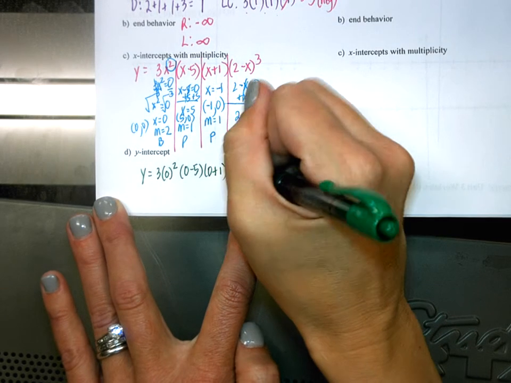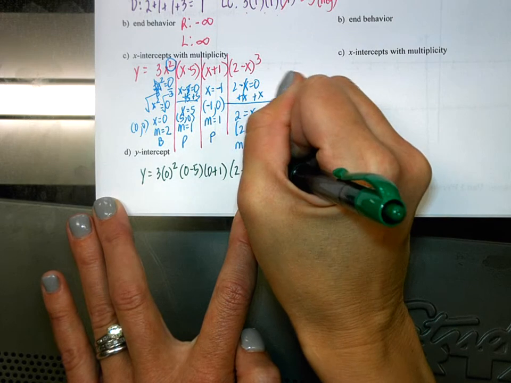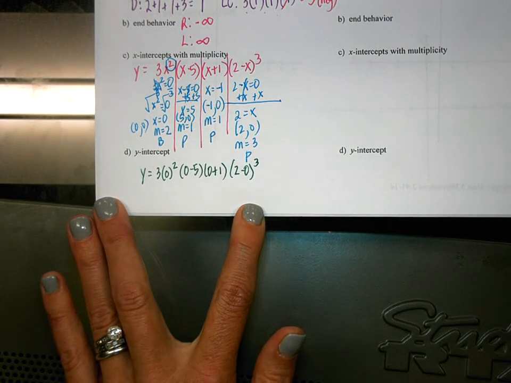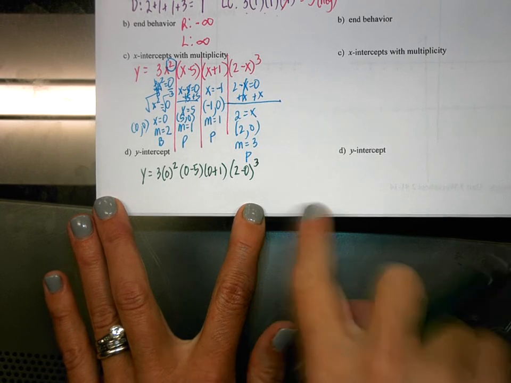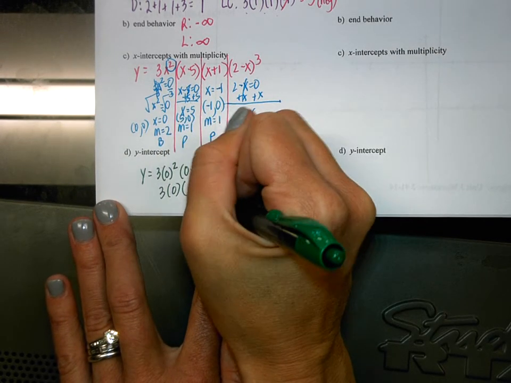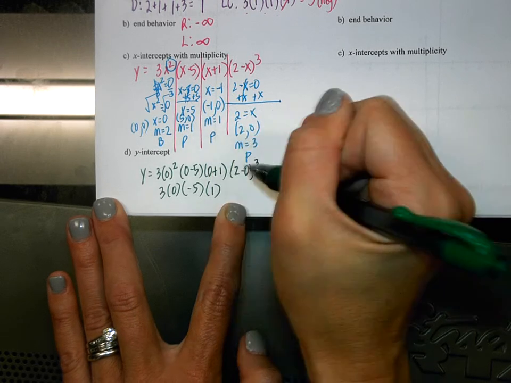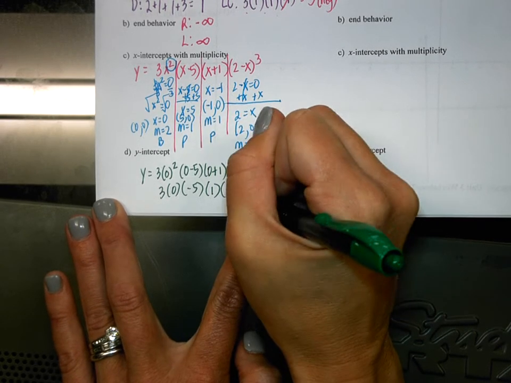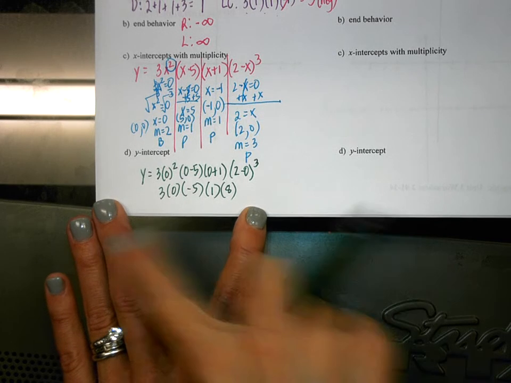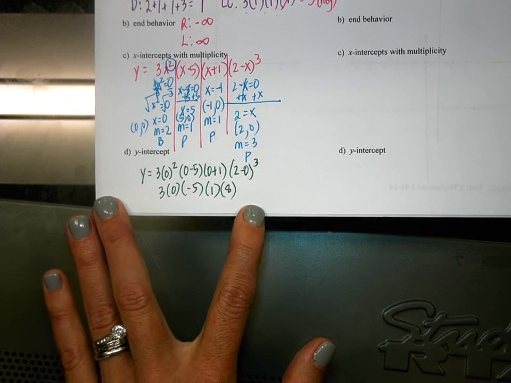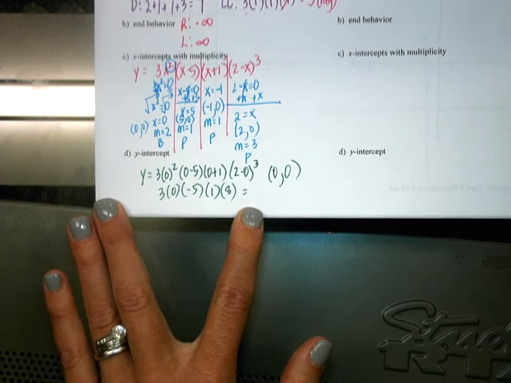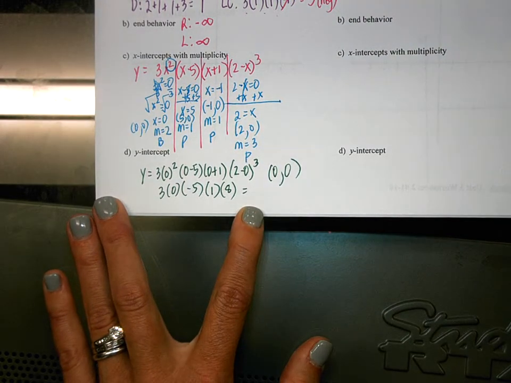Times 2 minus 0 cubed. When I simplify this, I get 3 times 0 times -5 times 1 times 8. 2 minus 0 is 2. 2 cubed is 8. What is 0 times anything? 0. So this y-intercept is 0, 0. Okay, are we okay there?